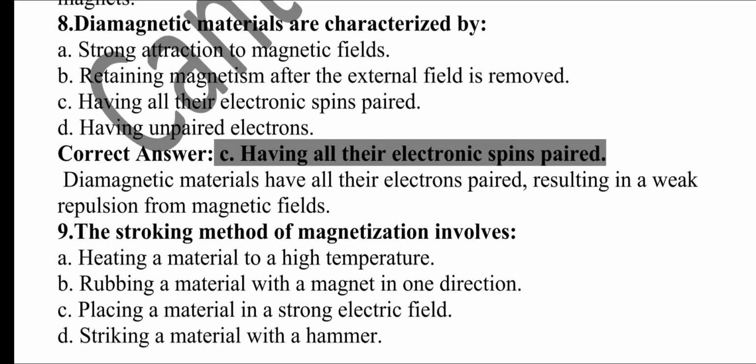Question number 8. Diamagnetic materials are characterized by: option A, strong attraction to magnetic fields; option B, retaining magnetism after the external field is removed; option C, having all their electronic spins paired; option D, having unpaired electrons. Correct answer is option C, having all their electronic spins paired. Diamagnetic materials have all their electrons paired, resulting in a weak repulsion from magnetic fields.